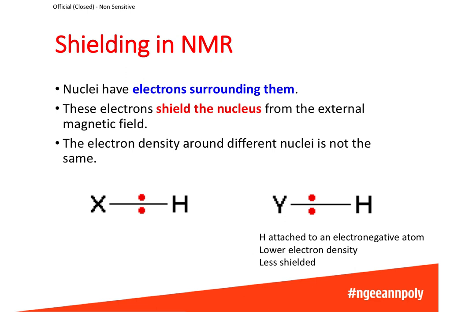The electron density around different nuclei is not the same. For example, a hydrogen atom might be attached to another atom with a similar electronegativity as it, and the electrons would be shared more or less equally between the two atoms. But another hydrogen atom may be attached to a more electronegative atom which pulls the electrons closer towards itself. This hydrogen atom would then have a lower electron density surrounding its nucleus because the electrons are pulled further away from it. So for this hydrogen atom, the nucleus would be less shielded.